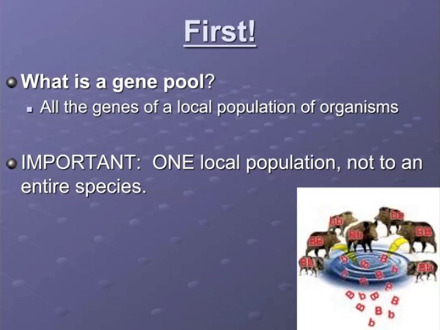And it's one local population, not the entire species, which is important because you have to realize it has to be a local population, because those are the organisms that are going to interbreed. The outside organisms, even if they're in the same species, if they're on a different continent, are not going to be part of that gene pool, because their genes are never going to get into that one population.